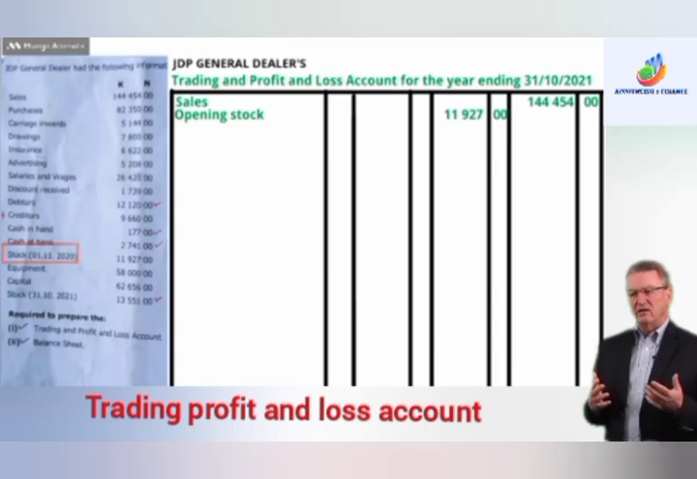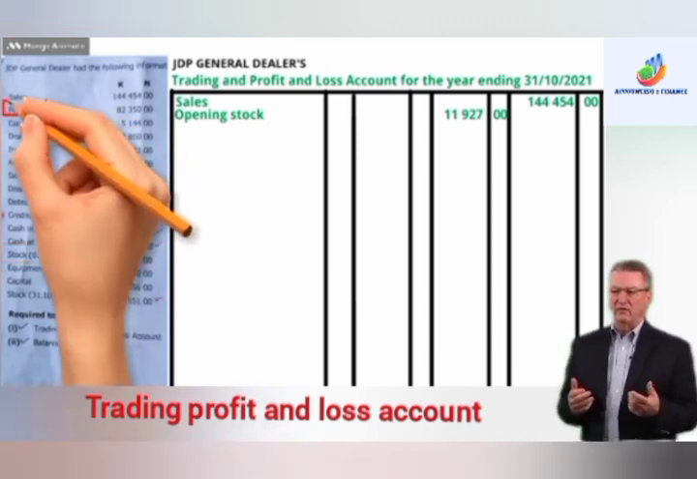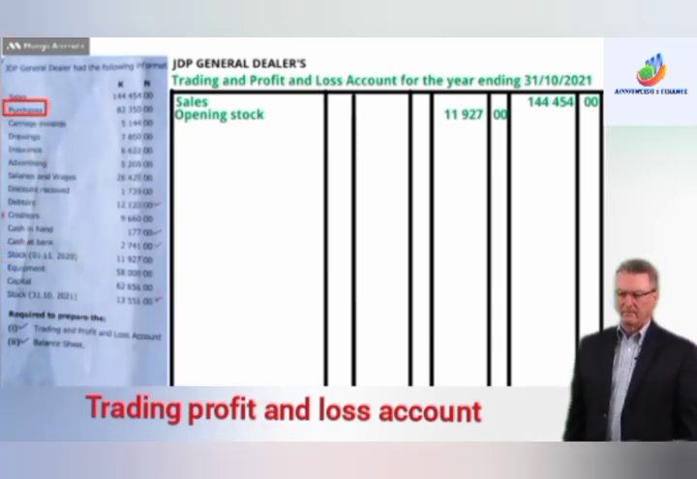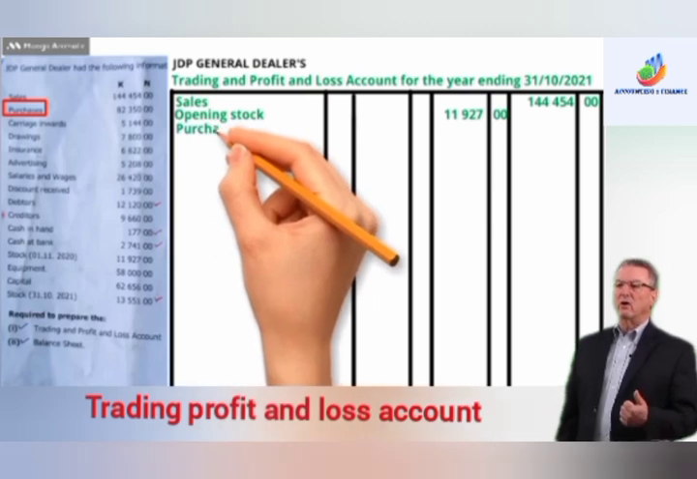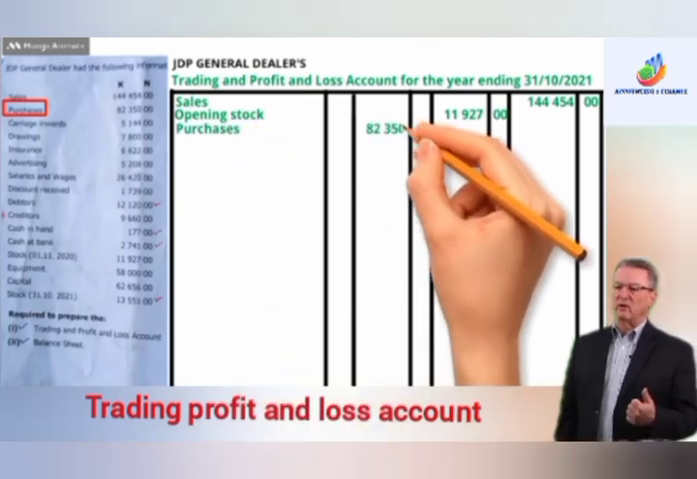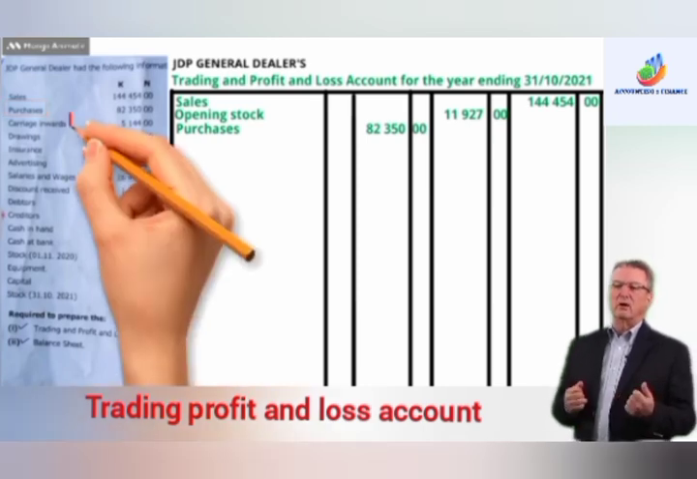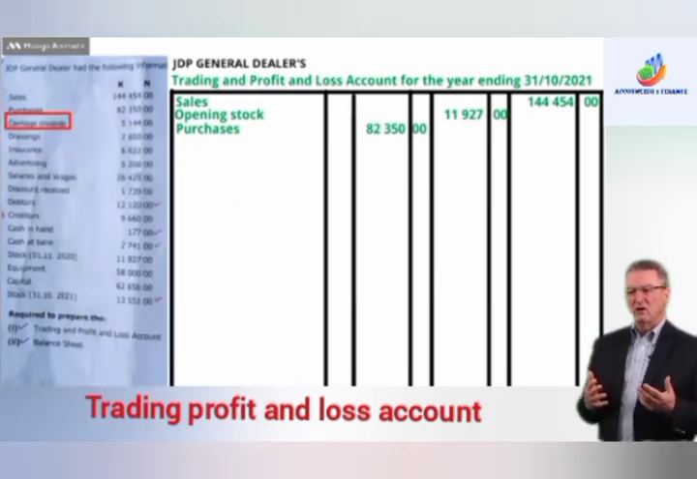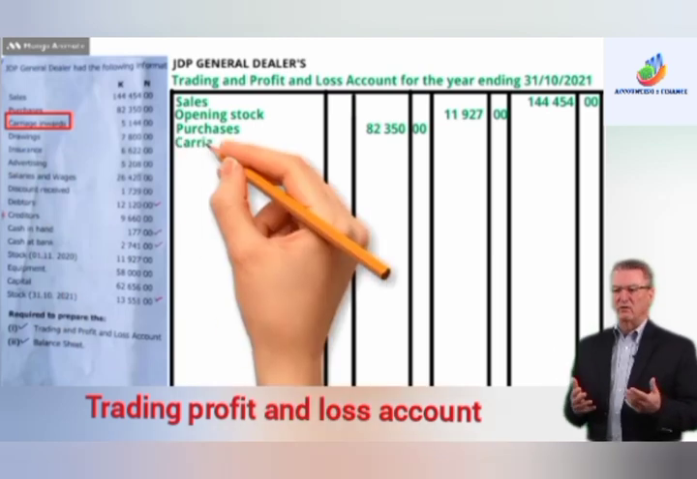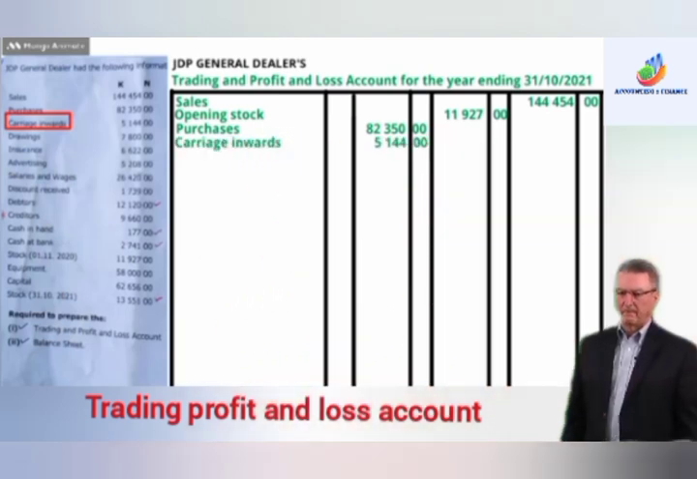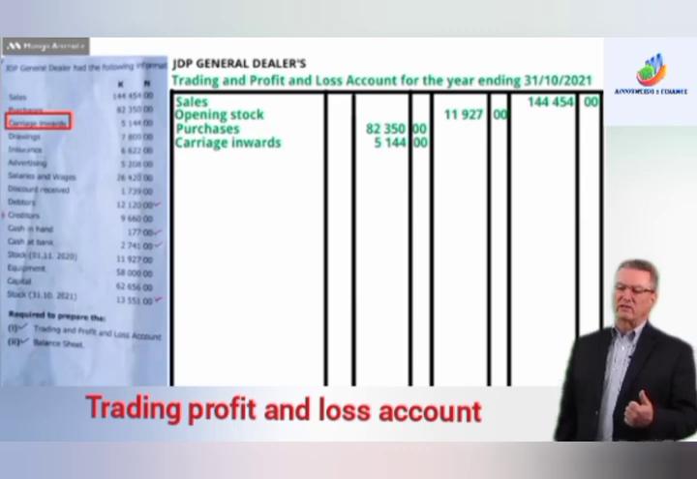Then thereafter we come to purchases. So we had 82,350 for purchases. We record it there. Then we also had carriage inwards, which is 5,144. We record it there.